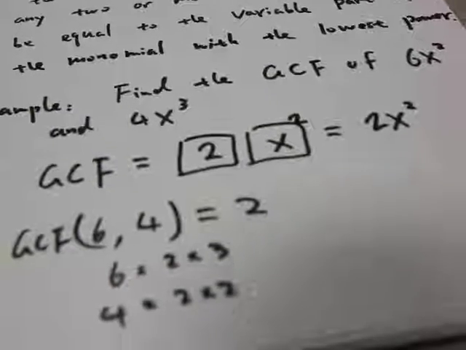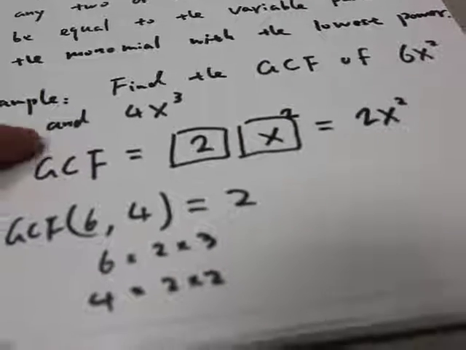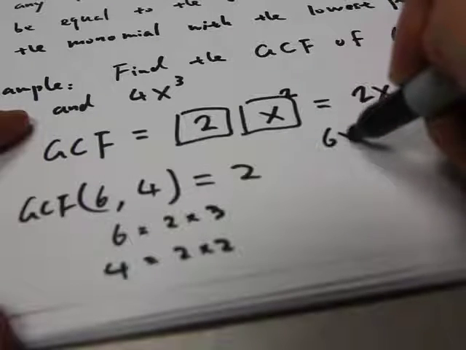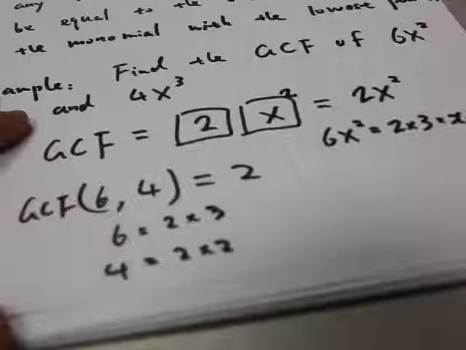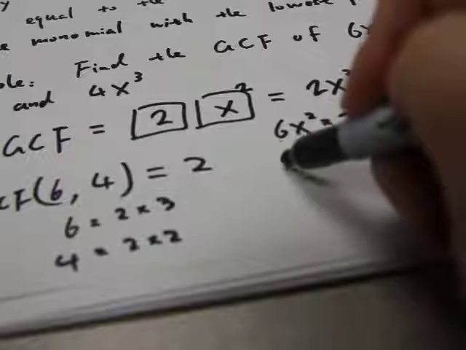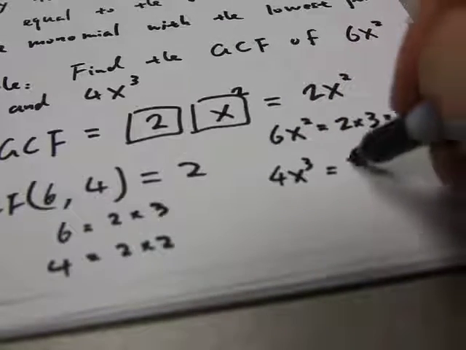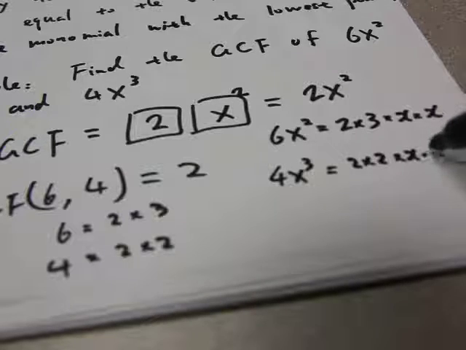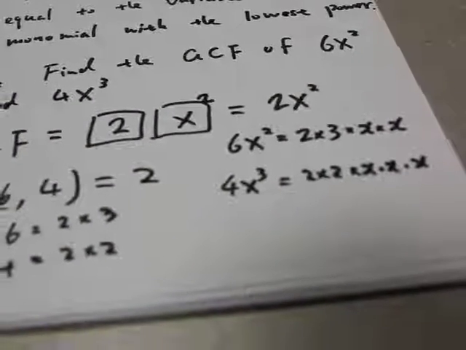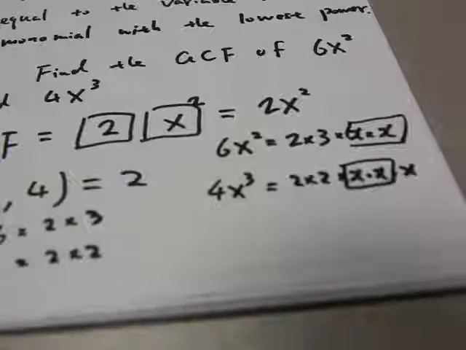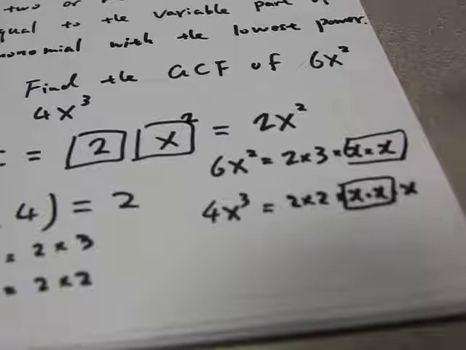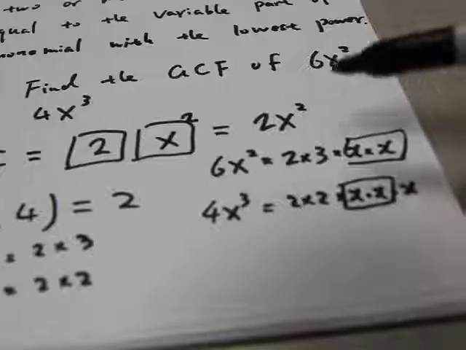It's so easy, right? And we can verify this result using the previous method. So if I break down 6x squared into 2 times 3 times x times x, and then I break down 4x to the third into 2 times 2 times x times x times x. So how many x do they have in common? 2x, right? So that's why for the variable part, it is x squared. Okay. Now let's use this method to do another example.